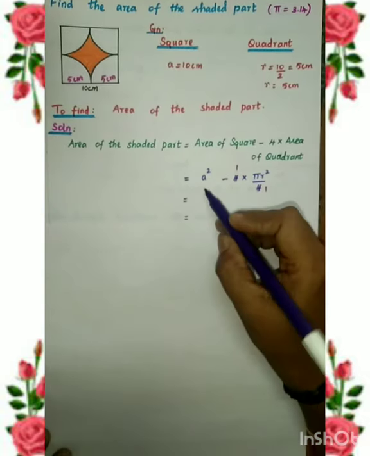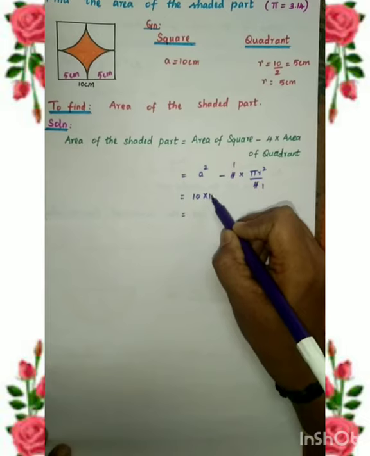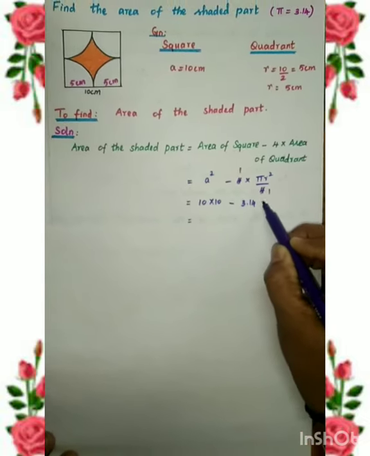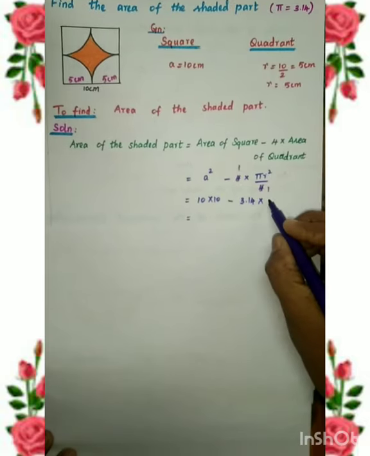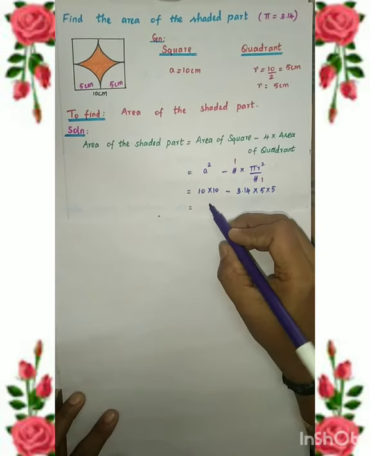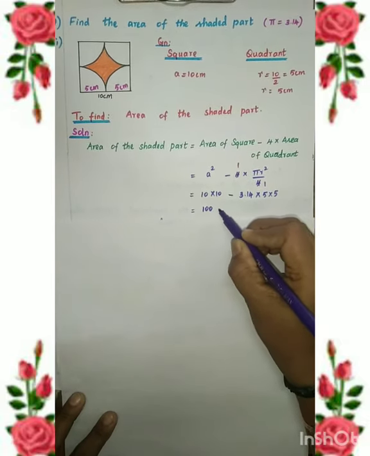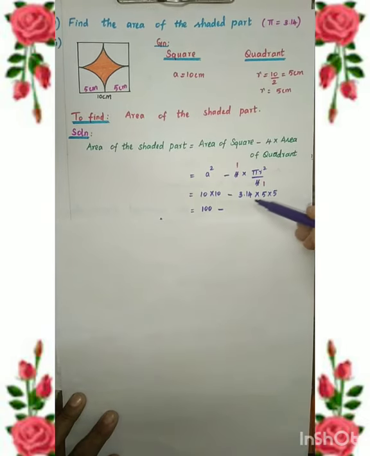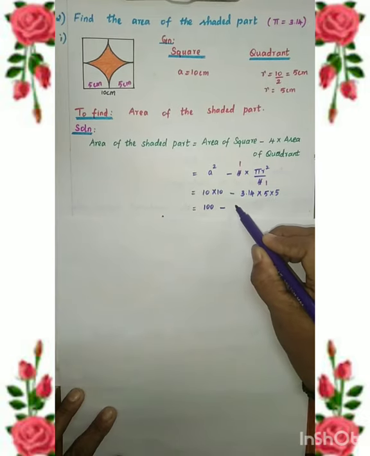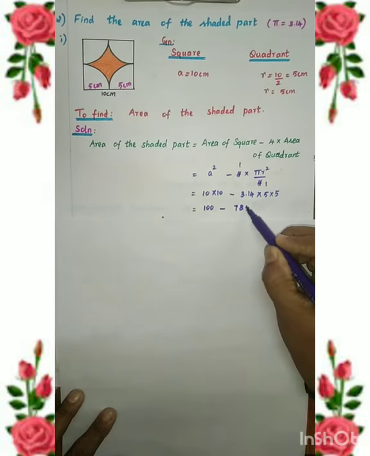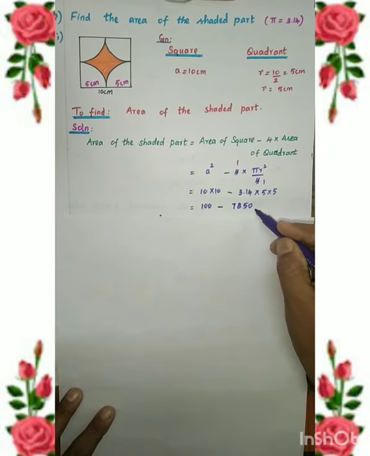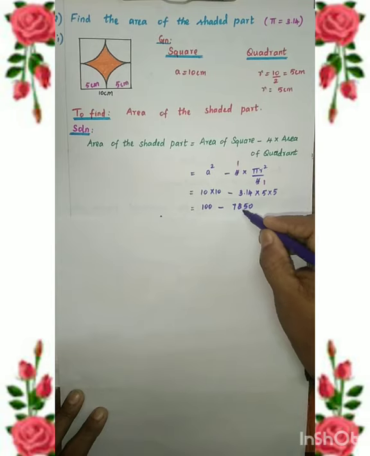Then we can cancel these 4 in the numerator and the denominator. Then a square is 10 into 10, minus pi is mentioned as 3.14, into what is the radius? 5. So 5 into 5. 10 times 10 is 100, minus 314 into 25. When you are multiplying, you can get 7,850. Here we have a decimal point. After the decimal point, we have 2 digits. So from the last, leave 2 digits and place the decimal point.